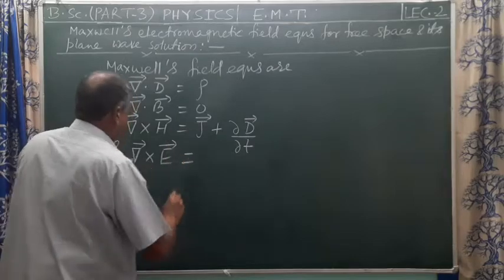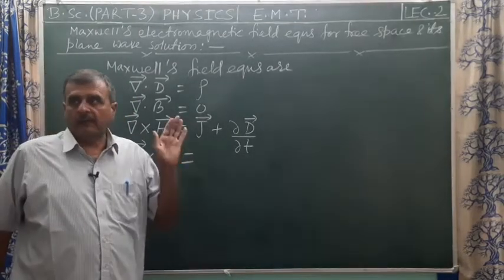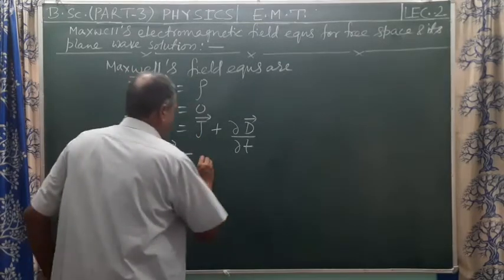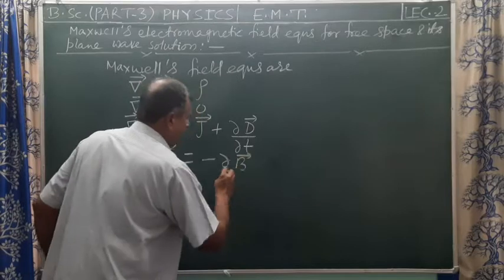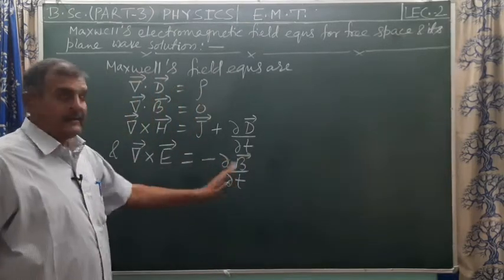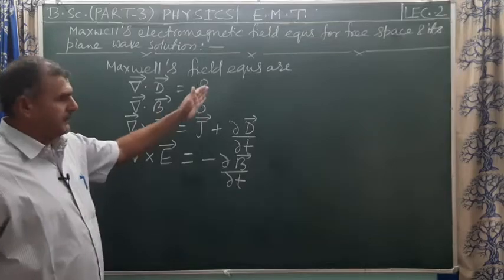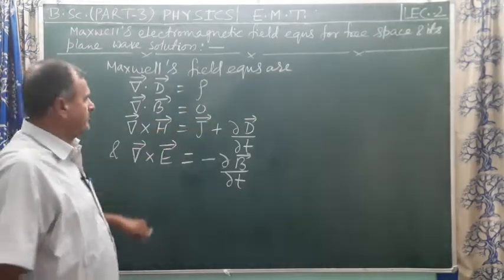And Maxwell's fourth field equation is curl E. In operator form, it can be written as del operator cross E vector is equal to minus del B vector by del t, B is the magnetic field. These are Maxwell's four field equations in general form.